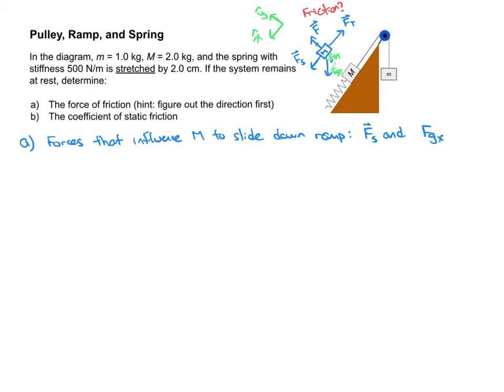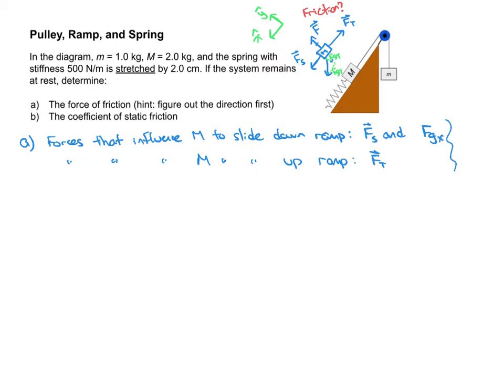Okay, so how about the forces that influence M to slide up the ramp? So that would be tension. So basically, if we compare these sets of forces, if we can find out which one's bigger, that's going to be the way the block would go if there was no friction. And then friction would have to go in the opposite direction to keep this whole thing at rest.